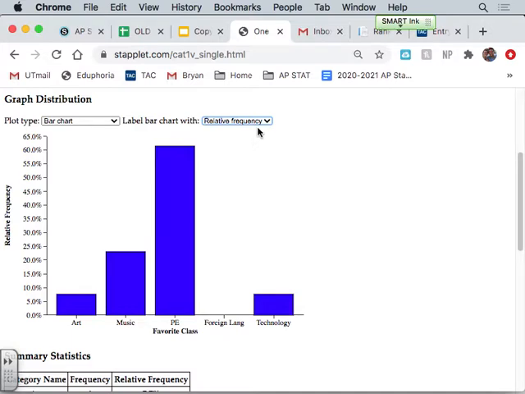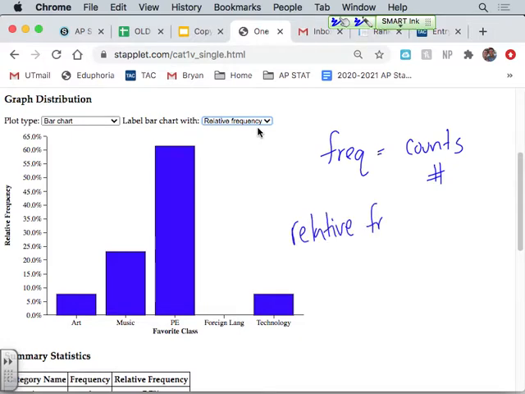So on the board over here, I tried to make a little list of things I'm going to try and check off and talk about. So one of the things was frequency versus relative frequency. So frequency is just your counts, your number, and relative frequency is your percentages.